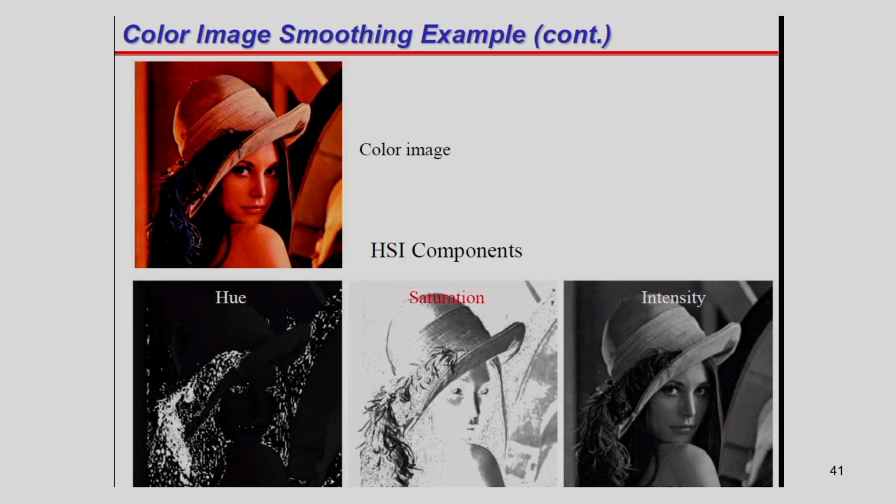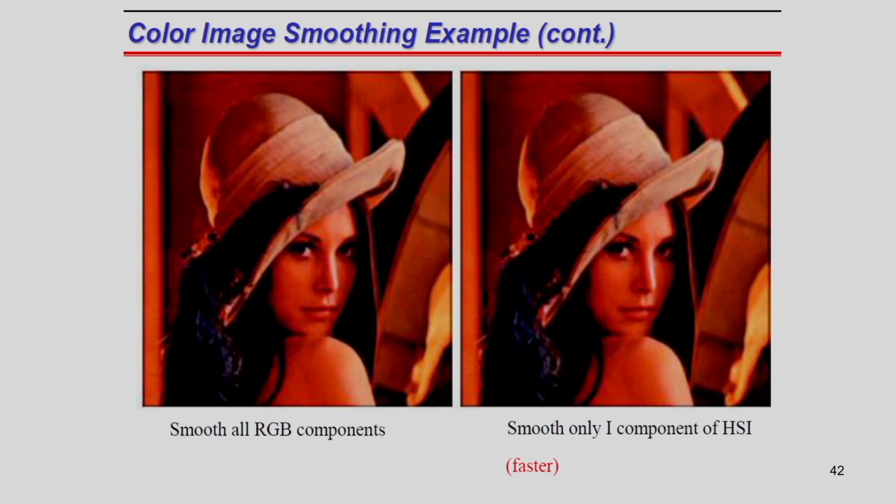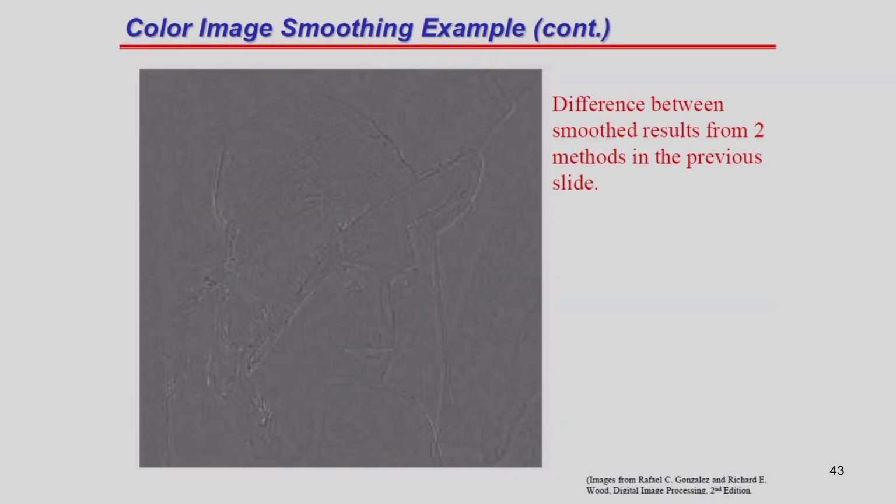So I have given the equations. By using these equations you can convert the color image into hue, saturation and intensity. In this case I have shown the example of color image smoothing. In the first case, smooth all RGB components. In the second case I am only considering the intensity component, and smooth only the I component of the HSI color model. You can see this is the difference between these two images. One is the first image.